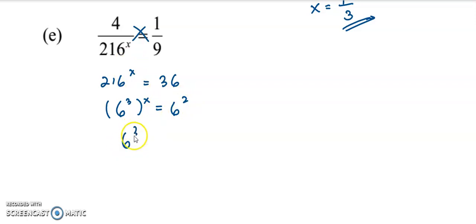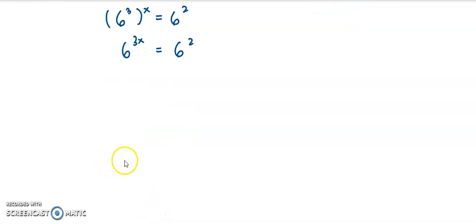So I get on the left hand side 6 to the power of 3x, and on the right hand side I get 6 to the power of 2. Again, the same concept that we apply to solve for x is to compare the power, since both sides have the same base. Comparing the power, you get 3x equals 2, then x equals 2 over 3.